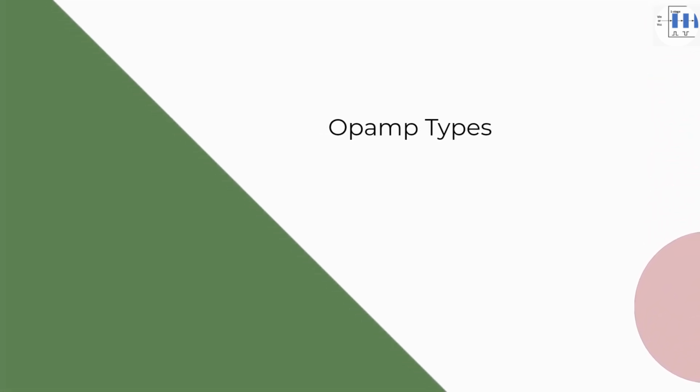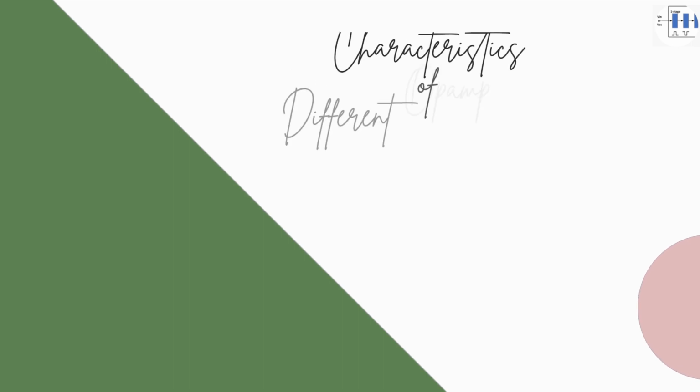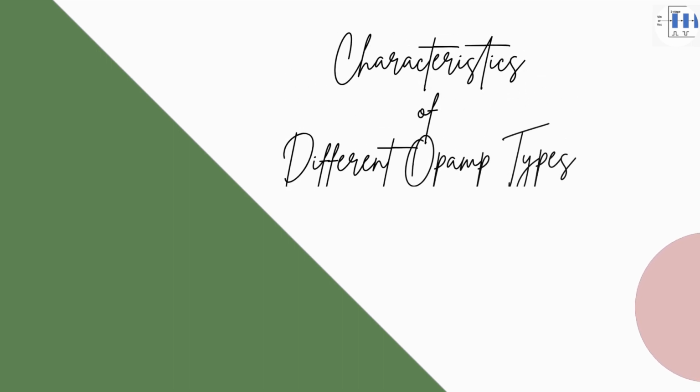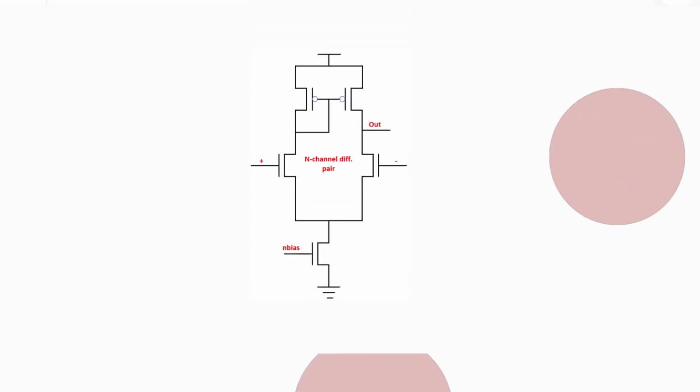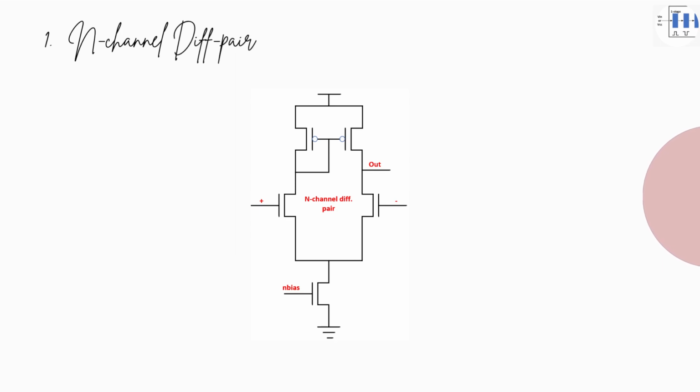Opamp types. Characteristics of different Opamp types. One. N-channel diff pair.